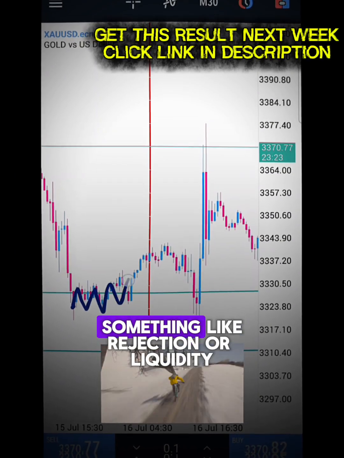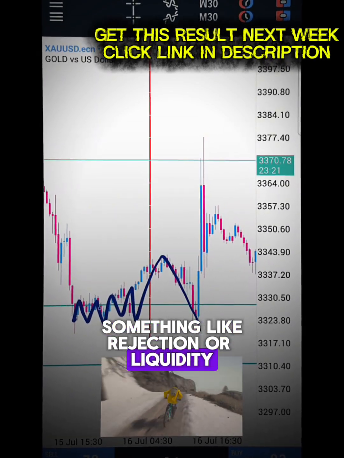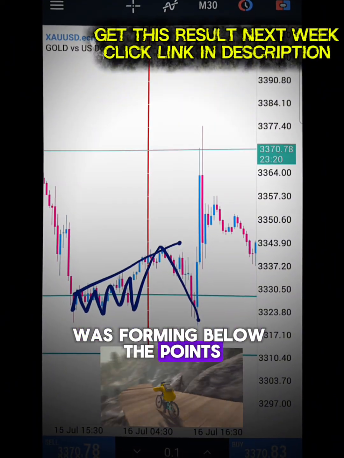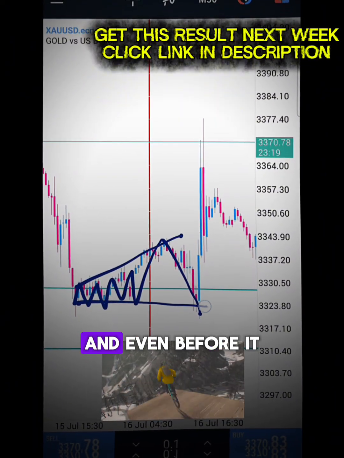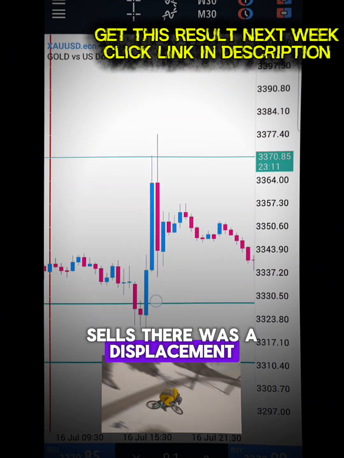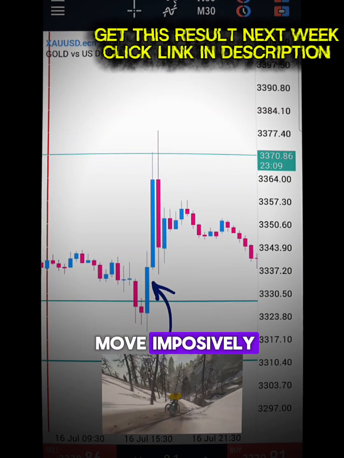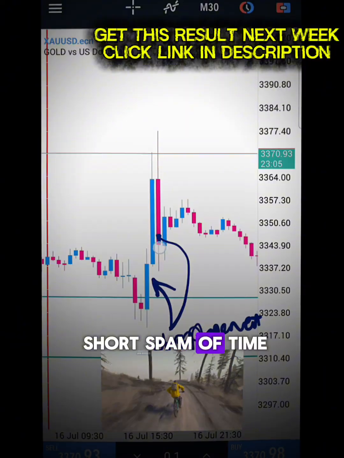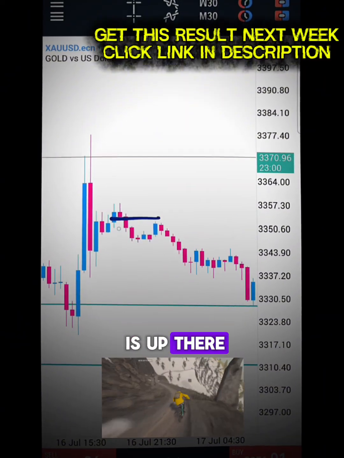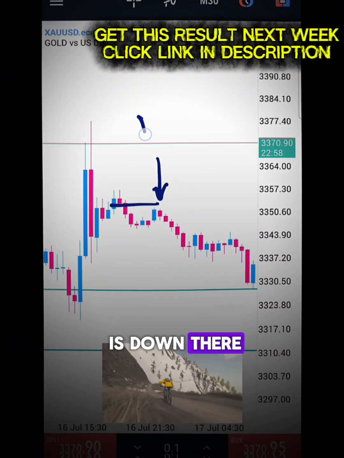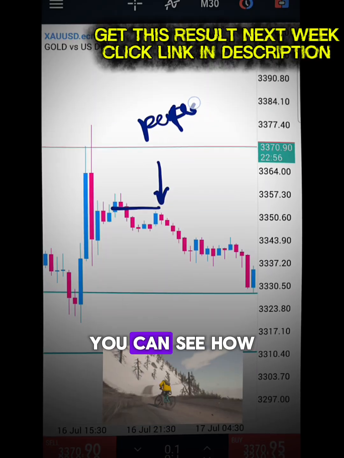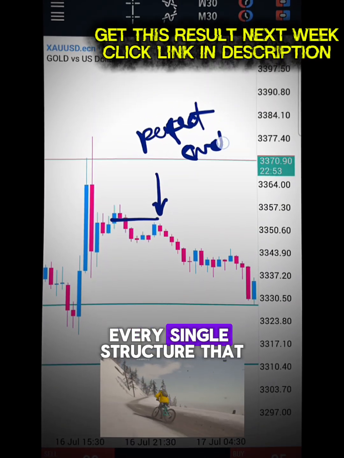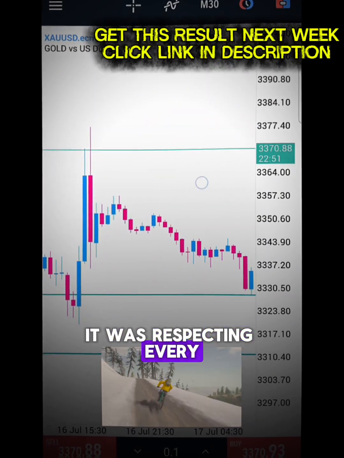You can see that something like rejection or liquidity was forming below the point where it's going to sell from, and even before it sells, there was a displacement, which is when price moves impulsively to the up or downside in a very short span of time. Like in 1 minute it is up there, in the next 1 minute it is down there, and basically after the displacement, you can see how price was respecting every single structure that was forming there. It was respecting every structure perfectly.